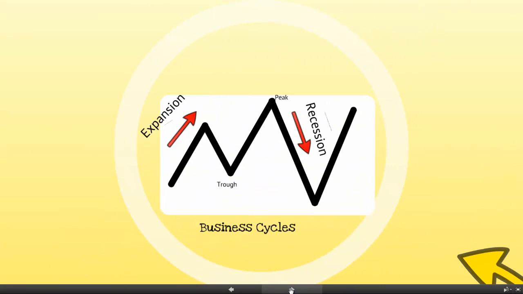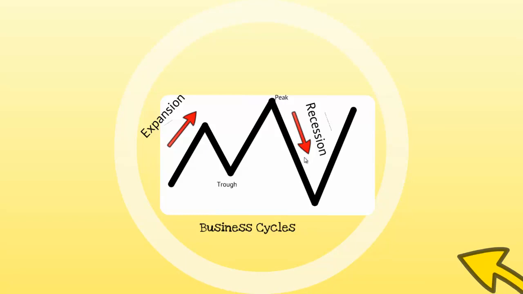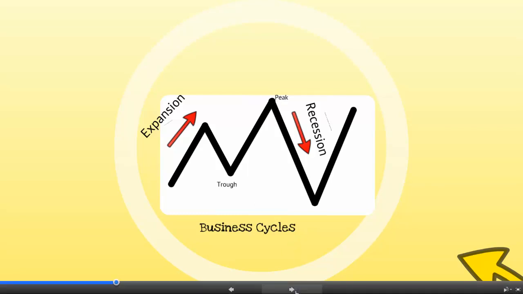So, on the business cycles, on the way up, we're in the period of expansion. On the way down, we're in a period of recession. The bottom of a recession is the trough. That's when we turn around and start going back up. The peak of expansion is the point at which we reach the peak and then we turn back down.